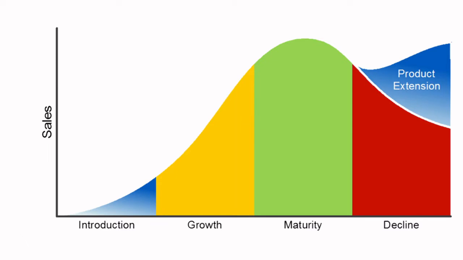You've brought it into the market, sales are low, and then as you start to grow and reach maturity, this is your peak of how much sales you're actually making until you start to decline.